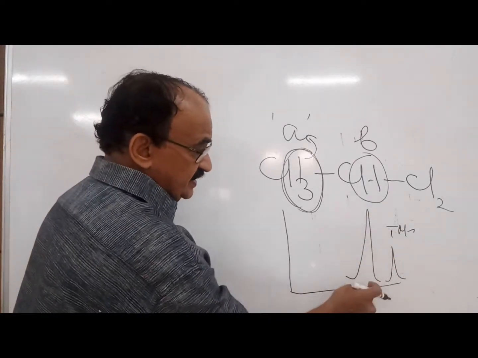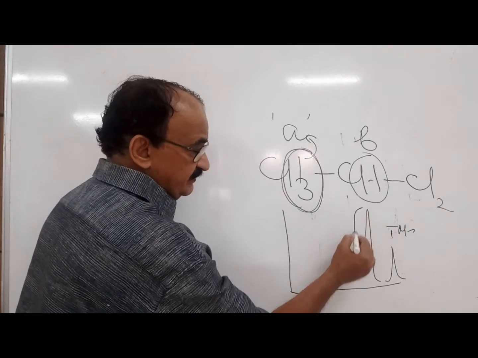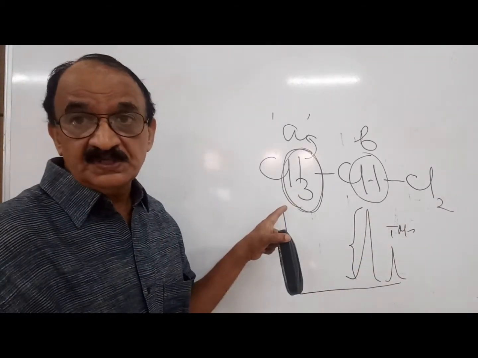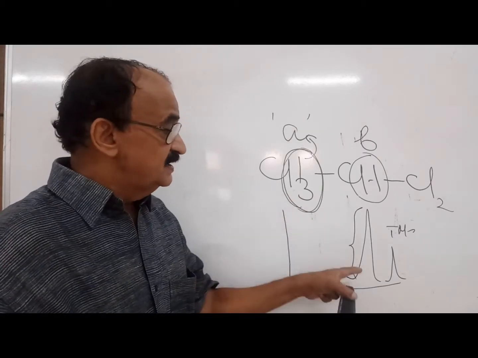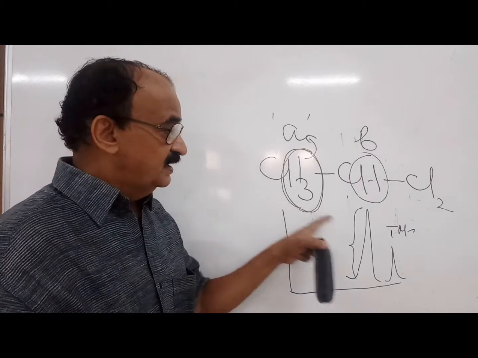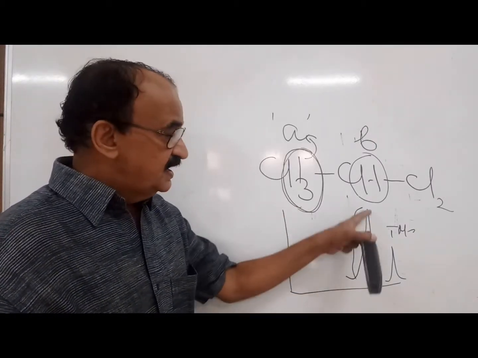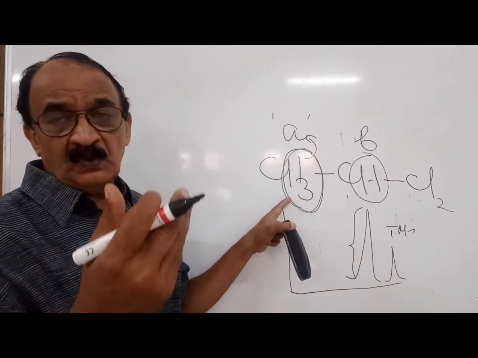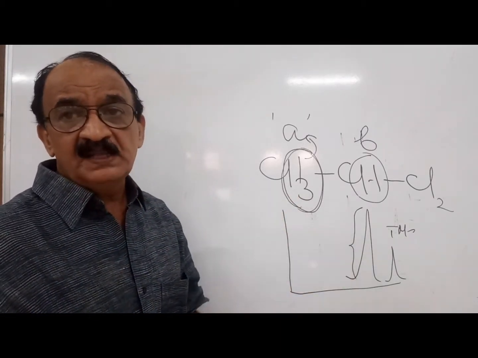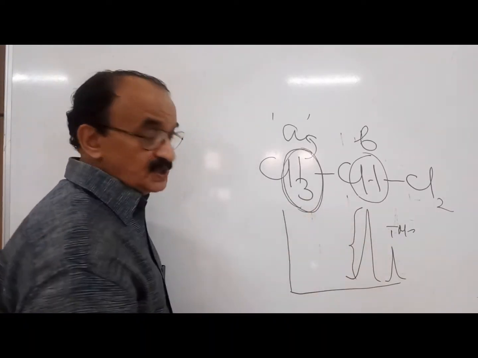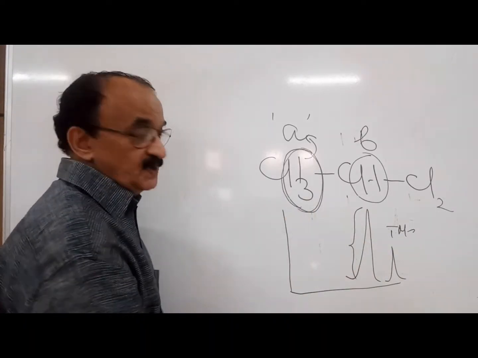And see the signal intensity. Signal intensity refers to the signal height. And here there are three contributing protons. So the number of protons definitely determines the signal intensity. Signal intensity depends on the number of protons. The larger the number of protons, the higher the intensity. Therefore, this signal corresponds to the three protons present in A set.